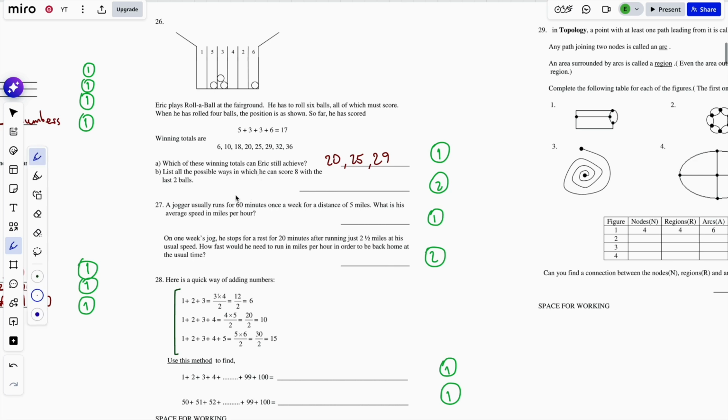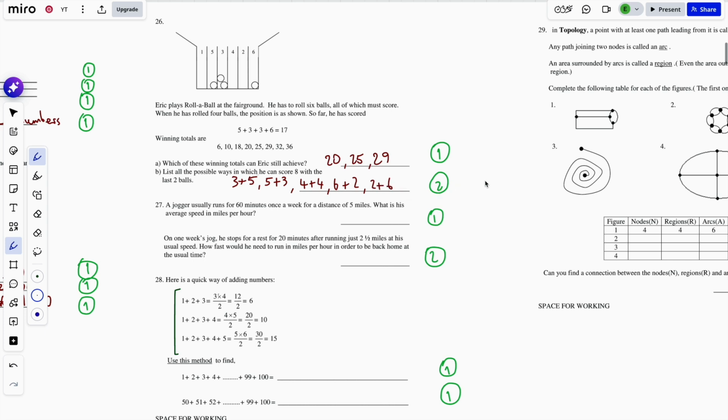In part B, well, how can we get an 8? In the following ways, and all of these are important. We have 3 plus 5 and 5 plus 3, 4 plus 4, 6 plus 2, and 2 plus 6.